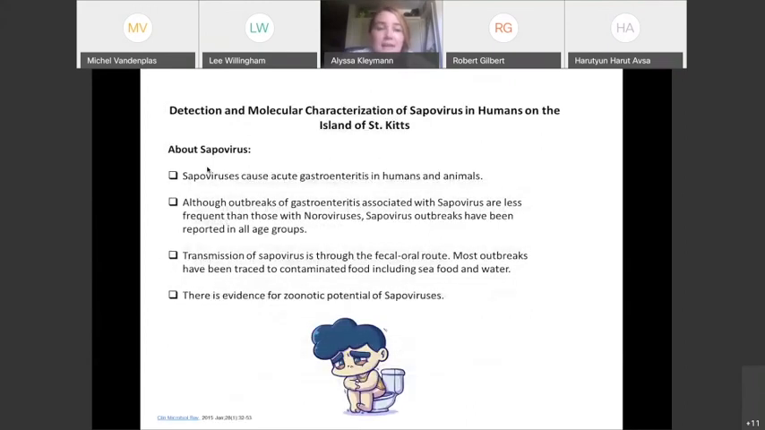Now, this last case I will present to you in this chapter will actually be about sapovirus. So I would like to talk about it here. This sapovirus causes acute gastroenteritis in humans and animals. And although outbreaks of gastroenteritis associated with sapovirus are less frequent than those with noroviruses, they do happen and can be reported in all ages. And the transmission of sapovirus is through the fecal-oral route, and there is evidence of zoonotic potential of sapoviruses.